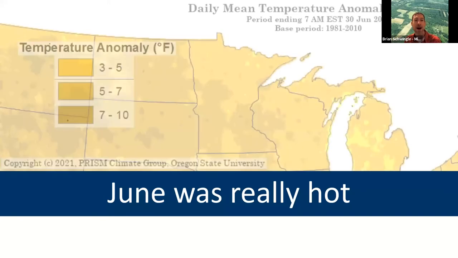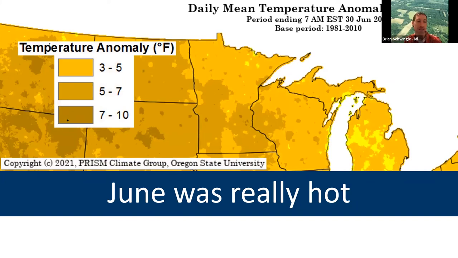How hot was it? Well, this map comes from Oregon State University. They have a cool website called the PRISM website. And this shows the deviation from the normal, the 30-year normal for June. And as you can see, most of the southern half of the state was 5 to 7 degrees warmer than the average in June.